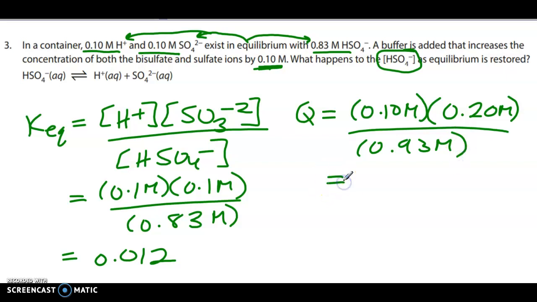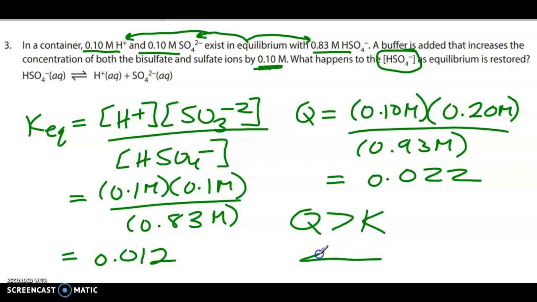Okay, so our Q value here is going to end up being, let's see, times 2, 1.3. So we get 0.022. So our Q value is larger than our K. So in this case, what's going to happen to our bisulfate as equilibrium is restored is we're going to have a shift towards the left in order to get back to equilibrium numbers. So eventually what's going to happen to the bisulfate, which is our reactant, is this concentration is going to have to increase in order for equilibrium to be reestablished with these new concentrations.